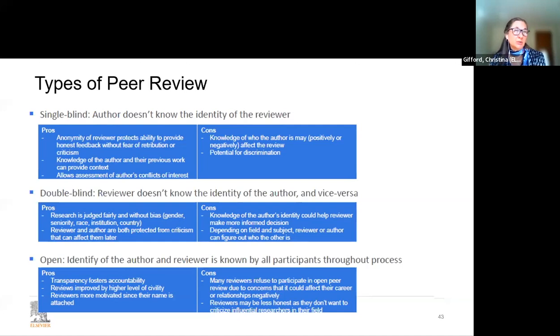A double-blind review is when the reviewer doesn't know the identity of the author and the author doesn't know the identity of the reviewer.